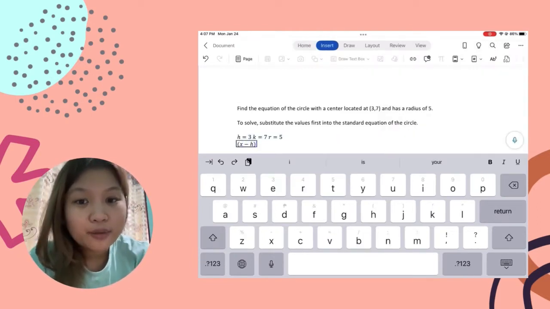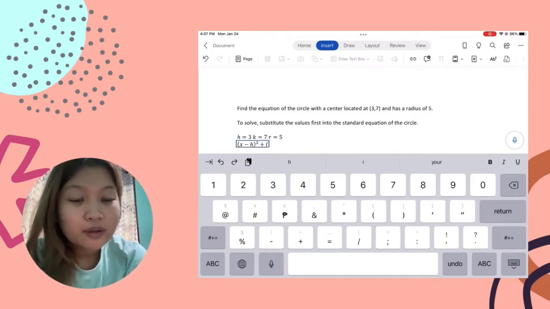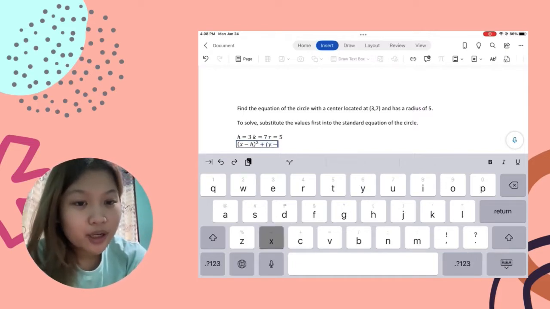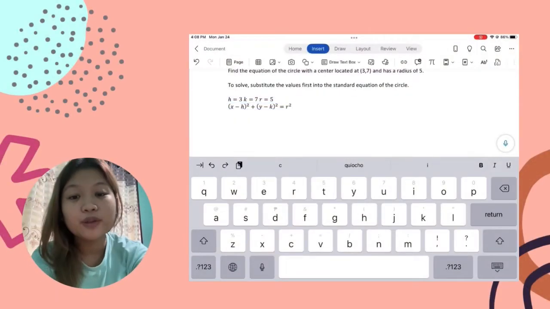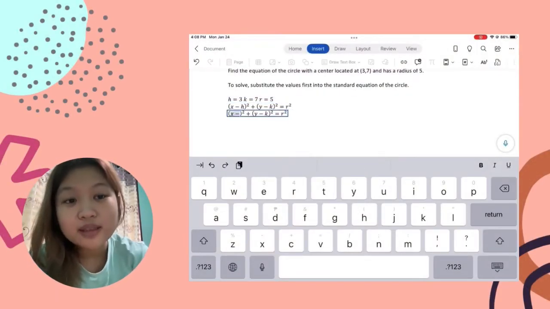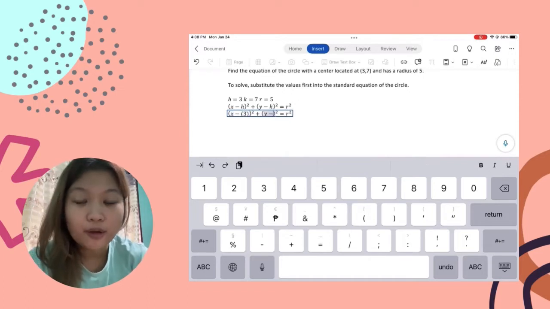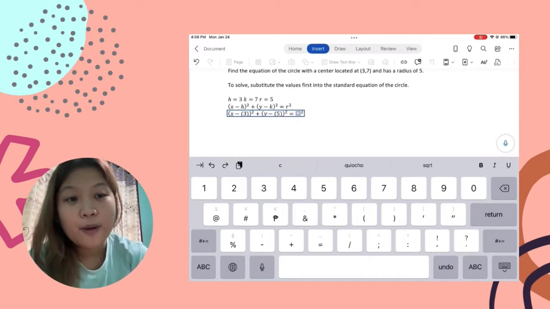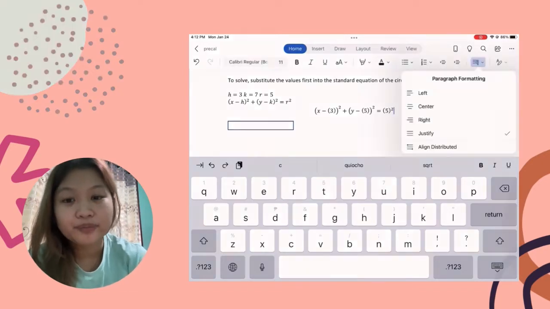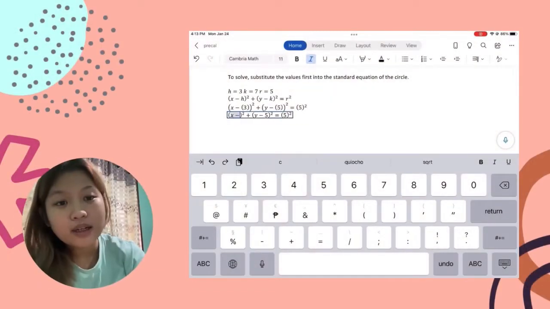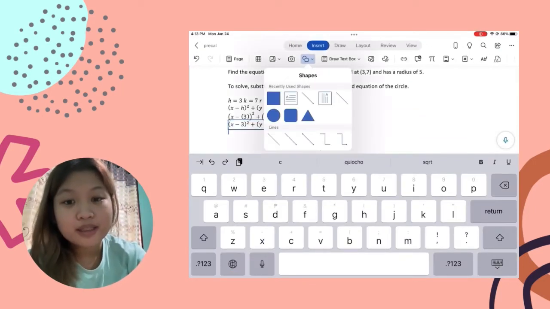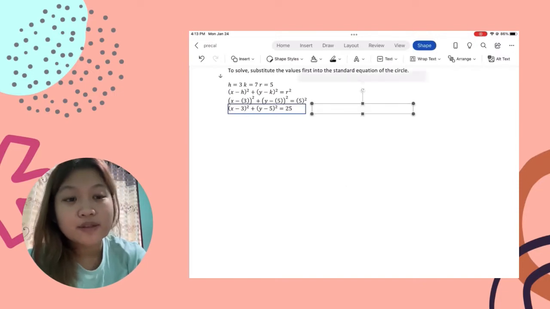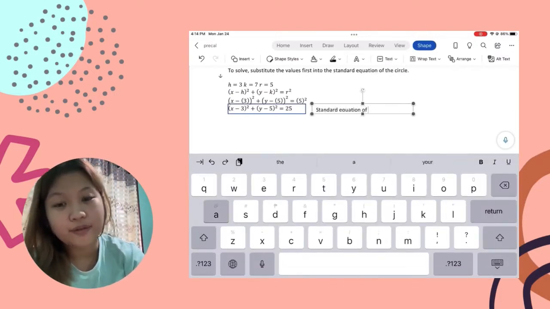The standard equation of a circle is the quantity of x minus h squared plus the quantity of y minus k squared equals r squared. Substituting the values, it will be the quantity of x minus 3 squared plus the quantity of y minus 5 squared equals 5 squared. So the final standard equation of this circle will be the quantity of x minus 3 squared plus y minus 5 squared equals 25.